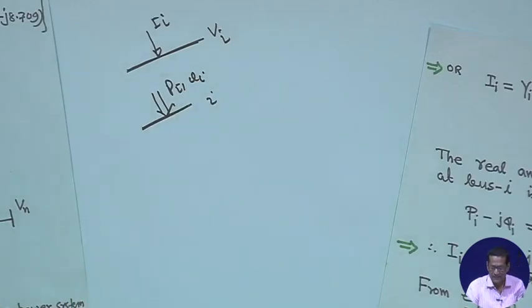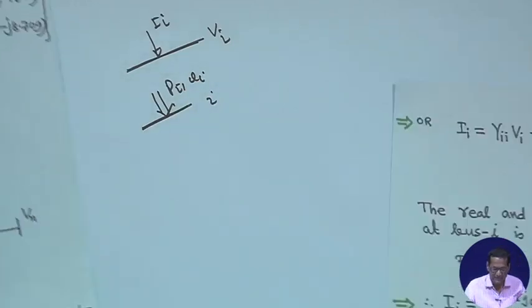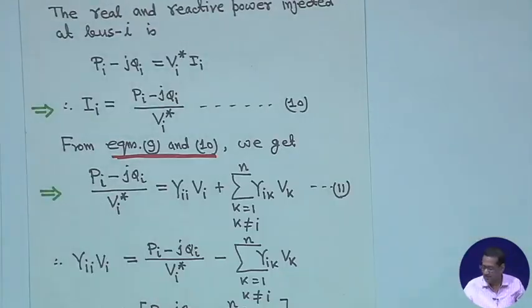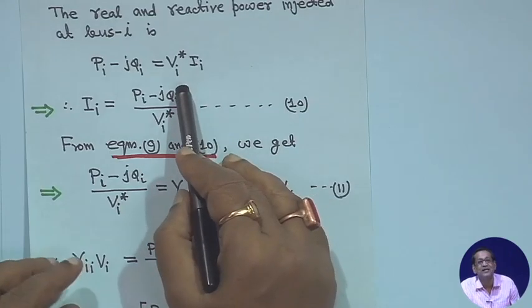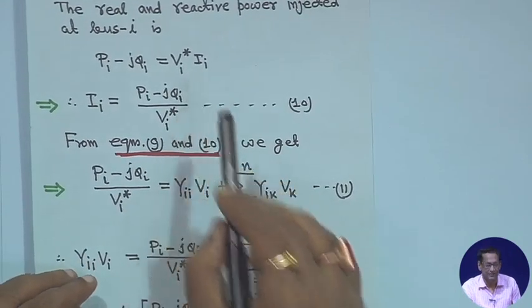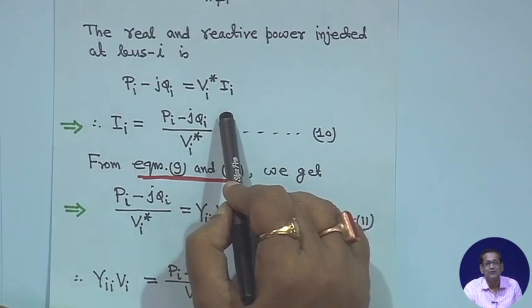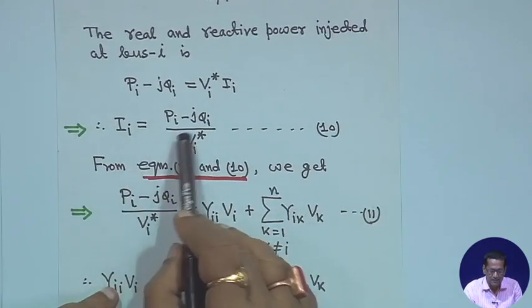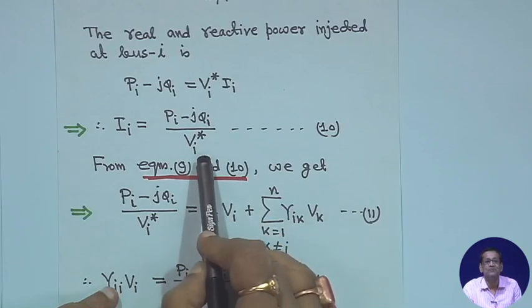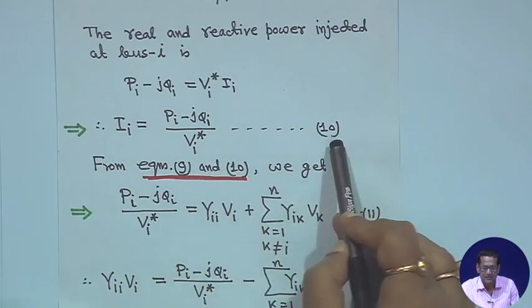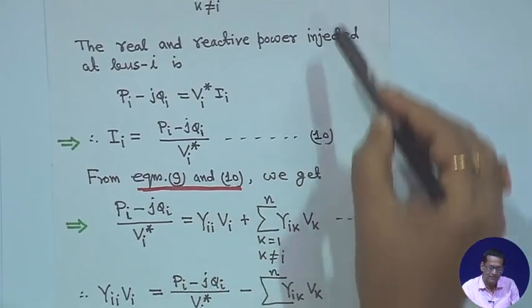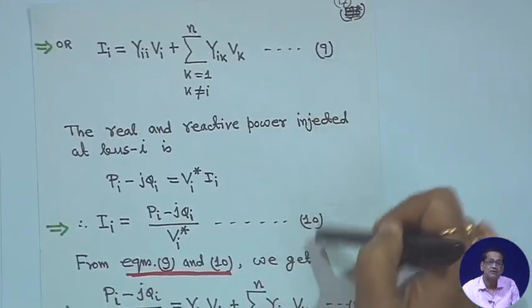So basically, we can write P I minus j Q I is equal to V I conjugate I I. I told you that to capture the power factor angle you have to write it like this, that means I I is equal to P I minus j Q I upon V I conjugate. This is equation 10.